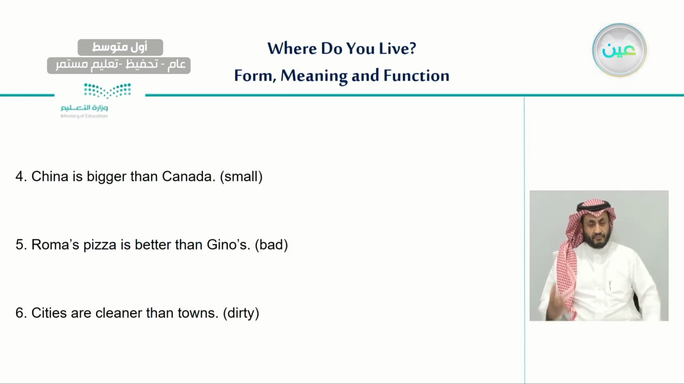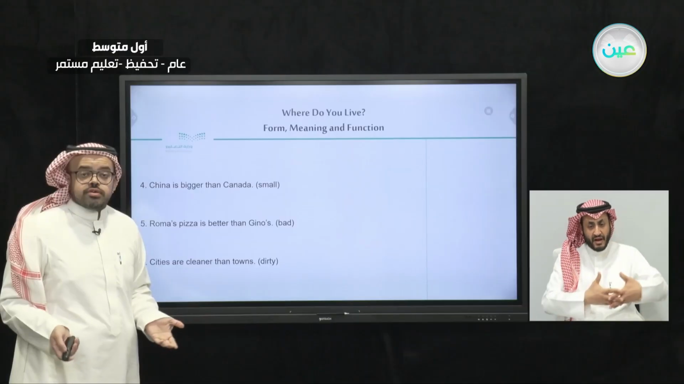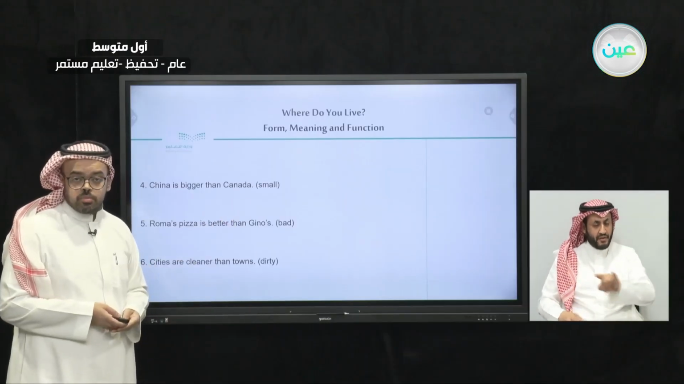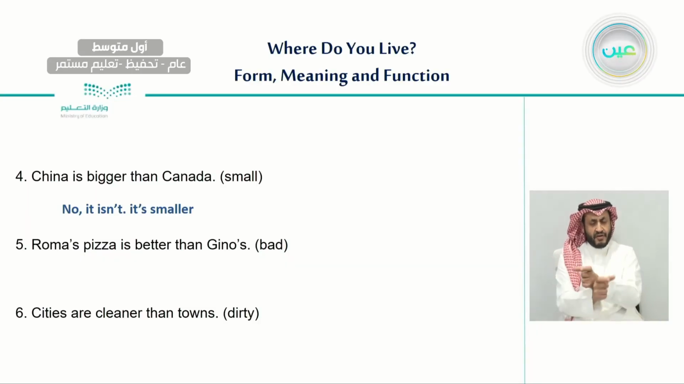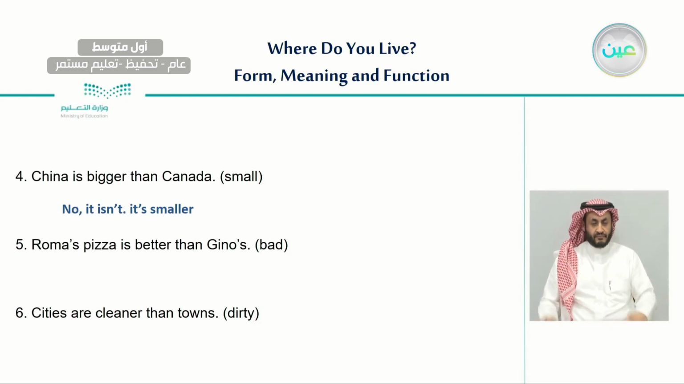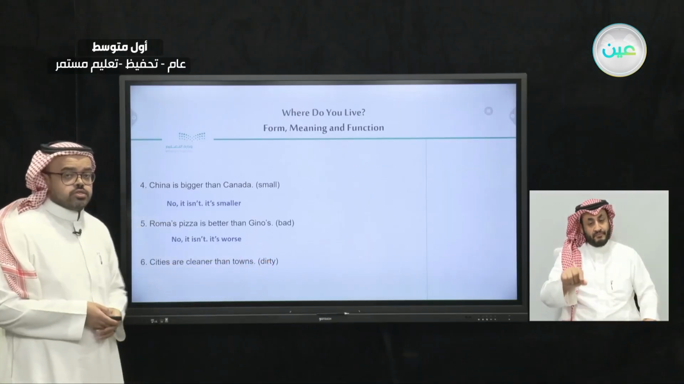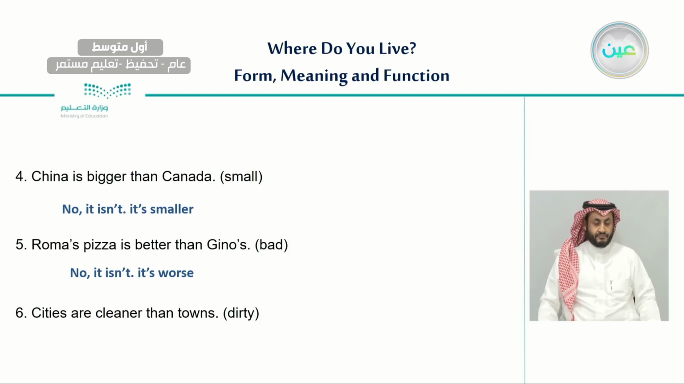Number four. China is bigger than Canada. Now we want to disagree. We want to say it is smaller. Then we would say, no, it is not. It is smaller. The next one. Roma's pizza is better than Gino's. And here, instead of saying better, we want to use the adjective bad. What is the comparative form of bad? Very good. It is worse. So we would say, no, it is not. It is worse. The last one.